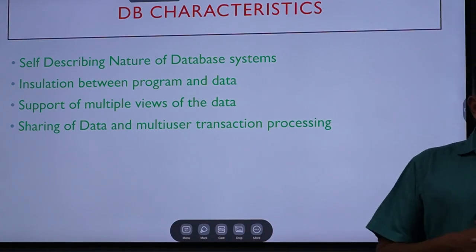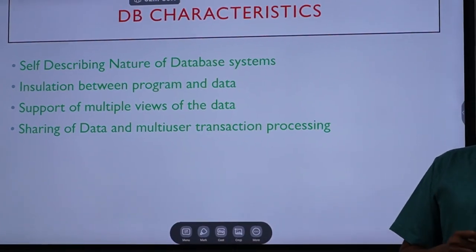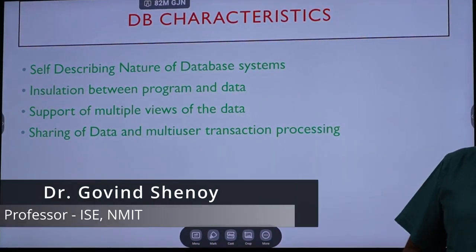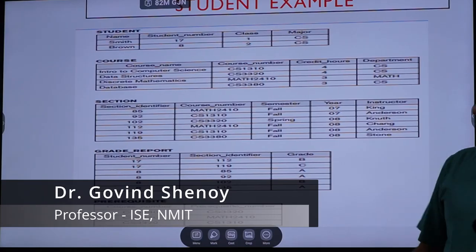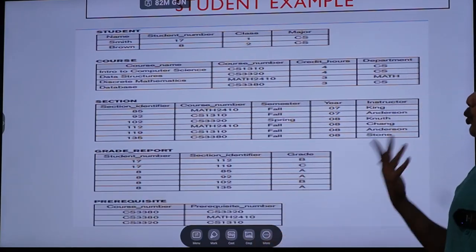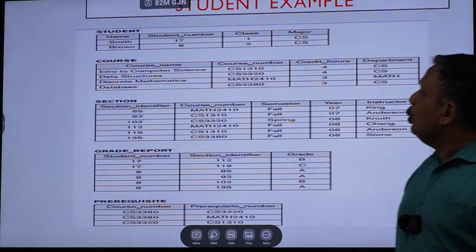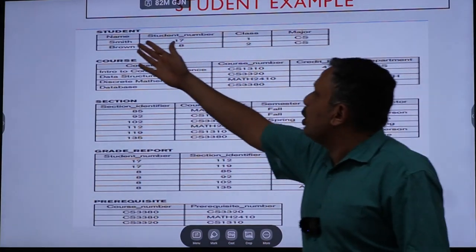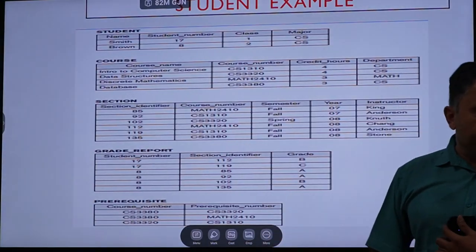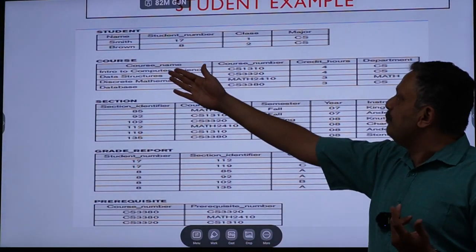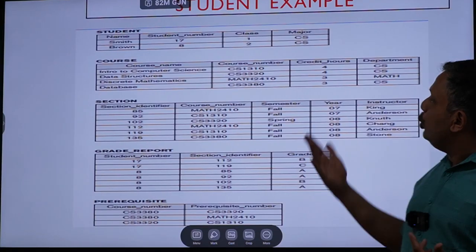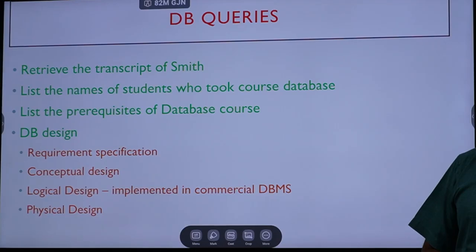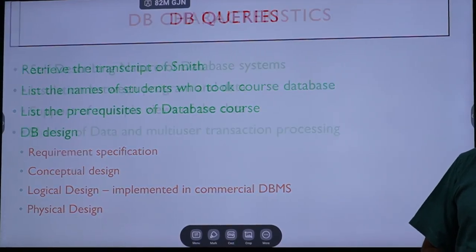What are the characteristics of a database? By nature, database systems are self-describing. For instance, if you go back and just look at the table, you know what the data is. If you look at this table, you know it's a student database. You can see name, student number, class, major. So this is what is known as a self-describing database. Similarly, course, you know the course name. If you just see the database, you know what the database is storing. This is known as the self-describing nature of the database.